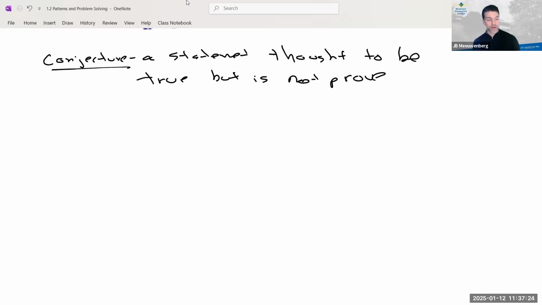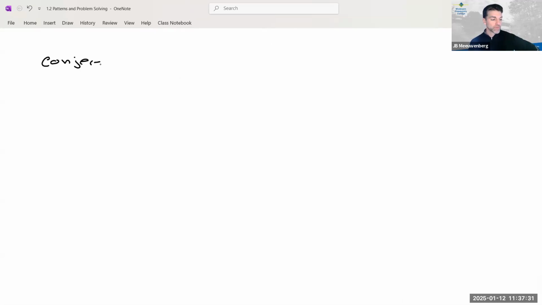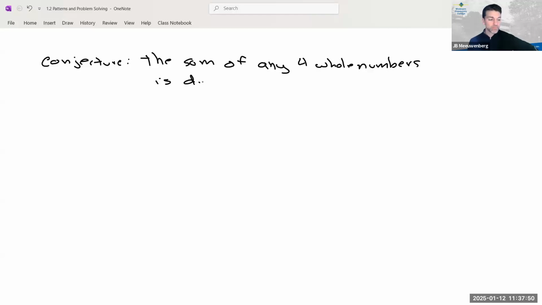So let's try one. Let's try maybe a simpler one than the previous one. So I'm going to make a conjecture. So here is my conjecture. The sum of any 4 whole numbers is divisible by 2.